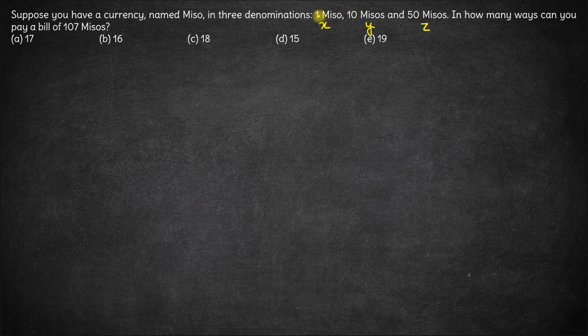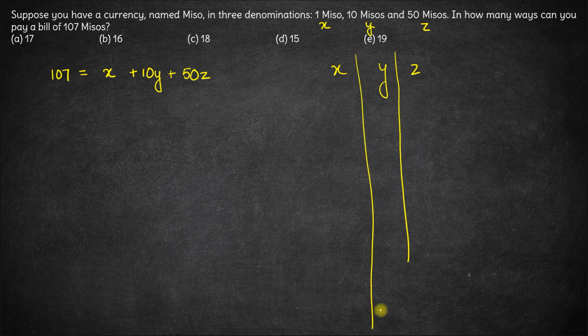So we have X coins of 1 Miso, the total value will be X Misos. Y coins of 10 Misos each, so the total value will be 10 into Y Misos. And Z coins of 50 Misos, the total value will be 50 into Z. This total value should be equal to 107, right? Now what are the possible values that X, Y and Z can take? This is what we need to figure out.